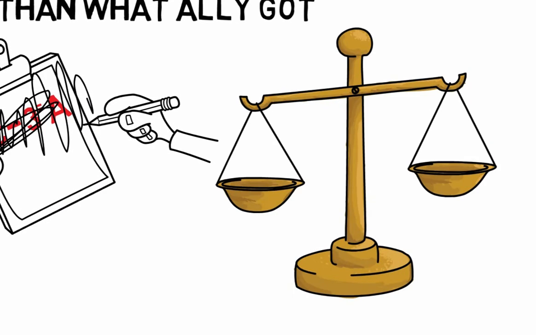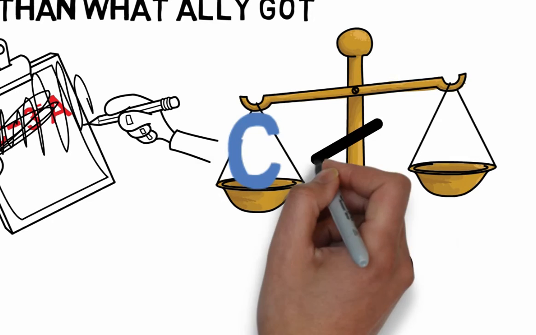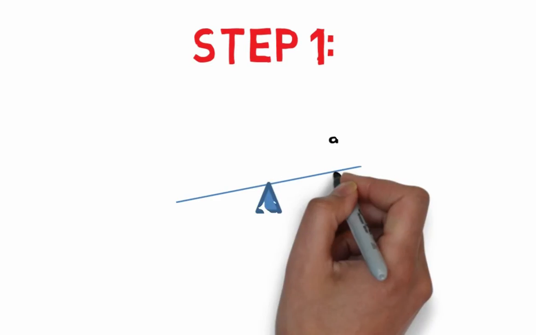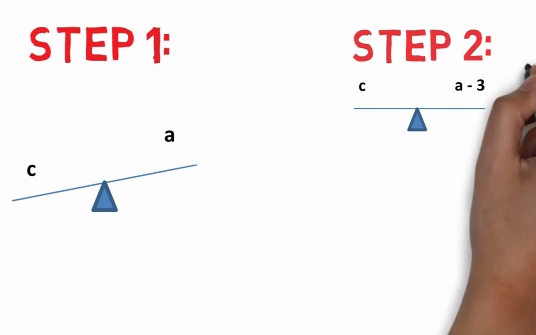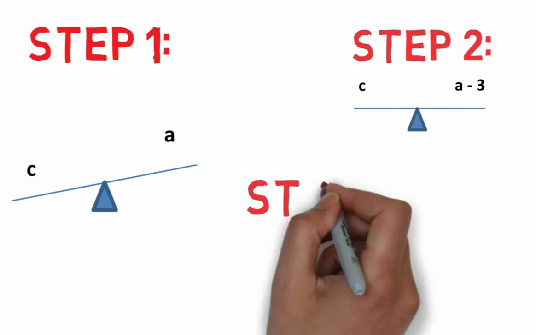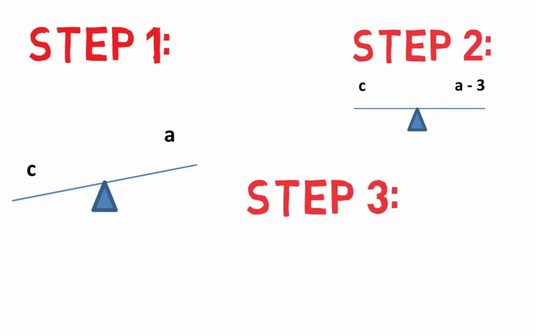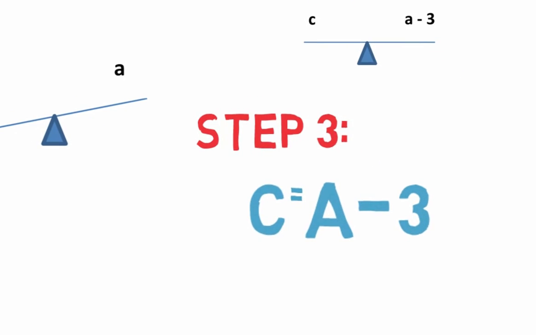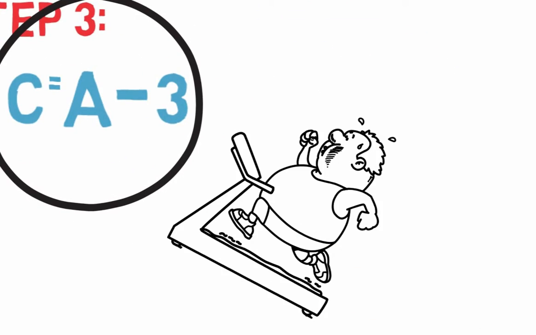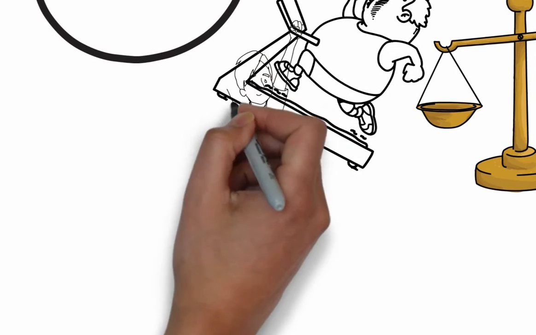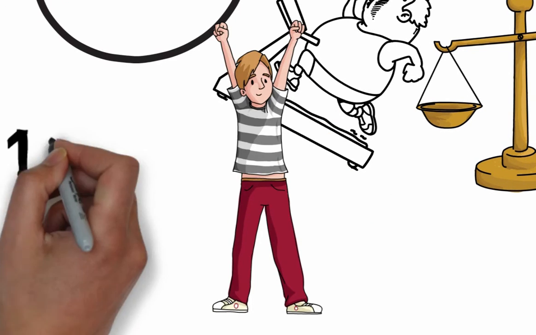So we think of the scale, taking note that what Cindy got was the lesser number. Step 1. Step 2. Step 3. C equals A minus 3. With constant practice, you won't find the need for this scale anymore, and you'd instinctively know which side of the equation the numbers and variables go.